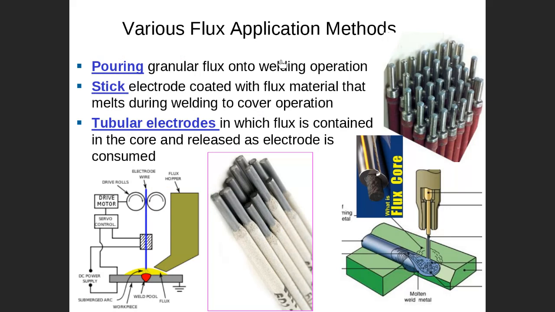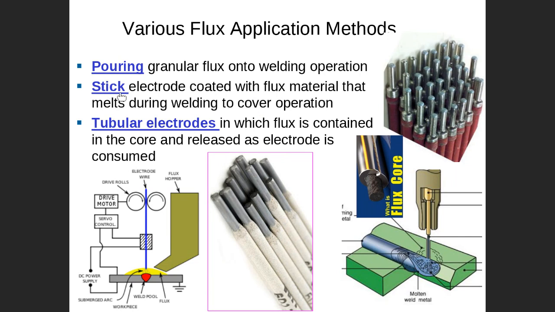When you come to flux, flux could be boring here. Boring means this is a continuous wire electrode and there is no coating here. This is the hopper and the container. We put the flux inside. Boring means we bring the flux as a powder and put it on the surface for welding. This is the first one, granular flux into the welding operation.